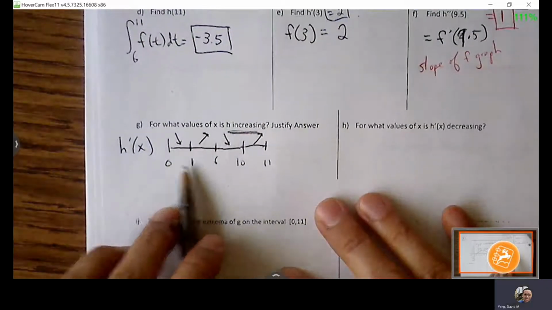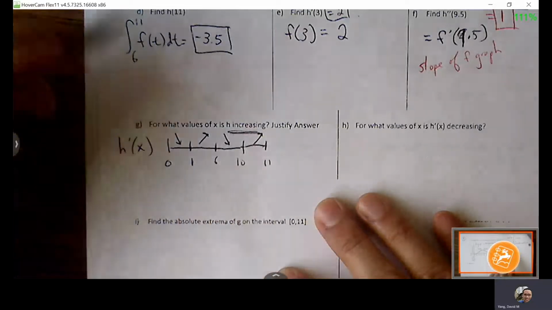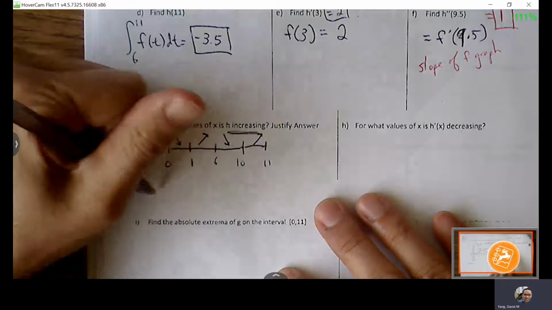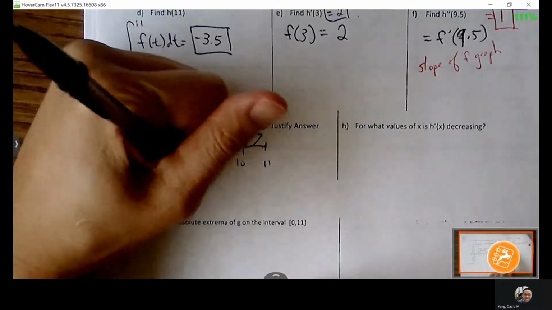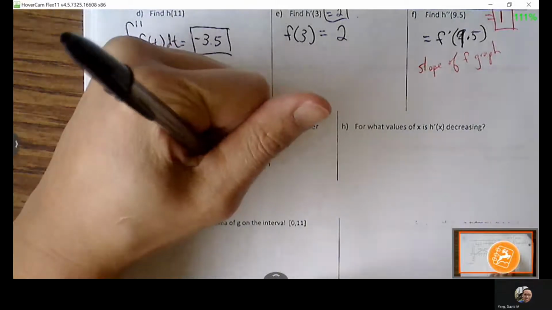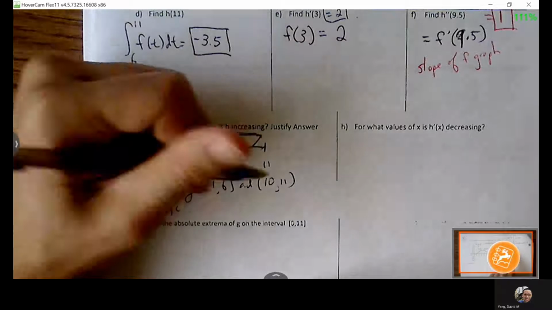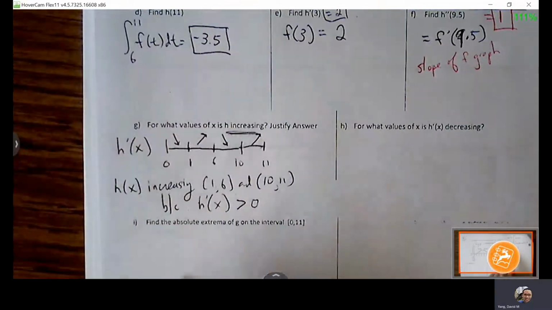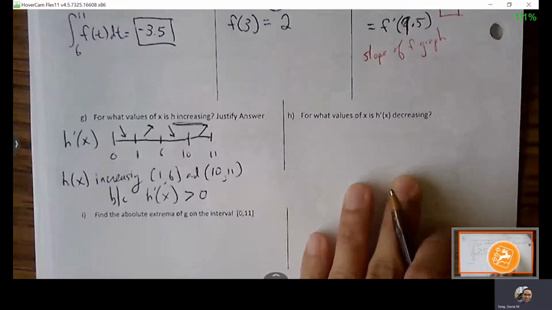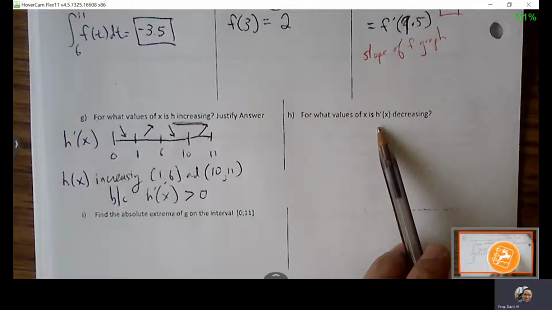Okay, so increasing will be these two intervals, right? 1 to 6 and 10 to 11, because h prime is positive, greater than 0. Okay, for what value is h prime decreasing?